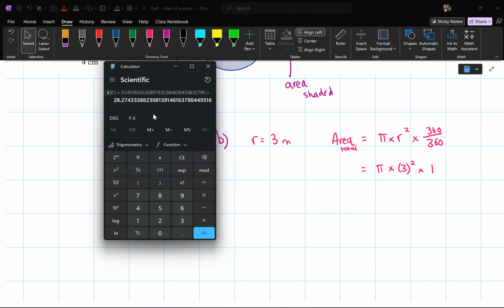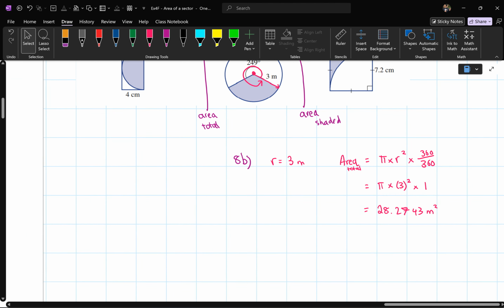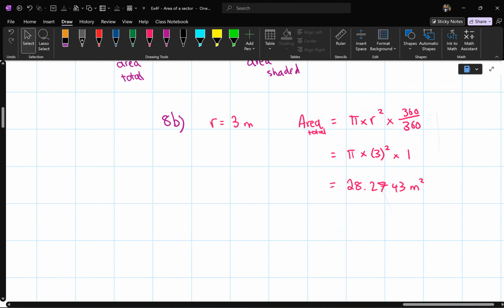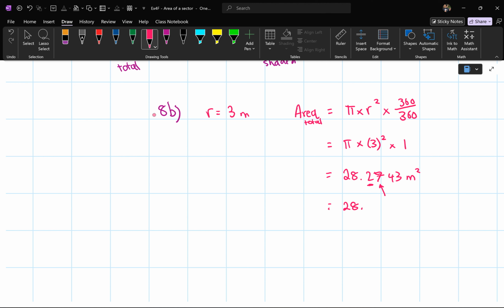I get a total answer of, what was it again? That was 28.2743. And this is area units, so it should be square meters. All right, but they did say round your answer to 1 decimal place. So if I round it to 1 decimal place, this is 1 decimal place, but that's a 7. It's bigger than 5, so I would then change that 2 to a 3. So 28.3 square meters is the total area that it can have.